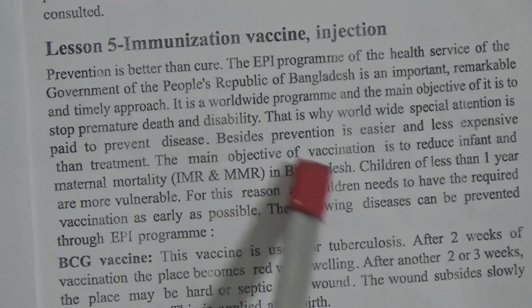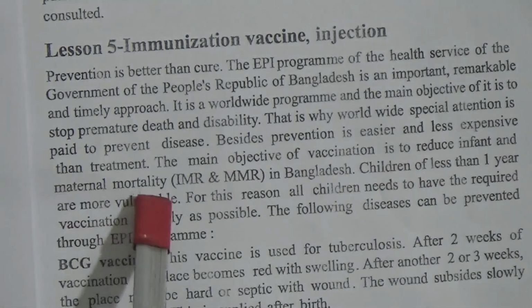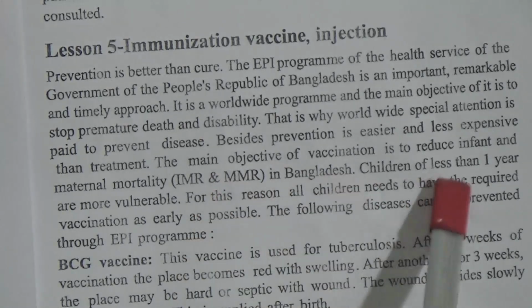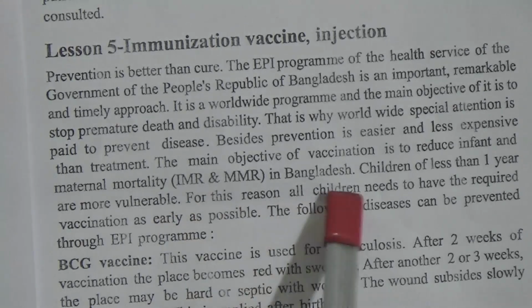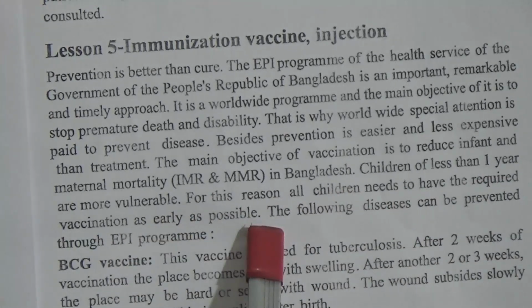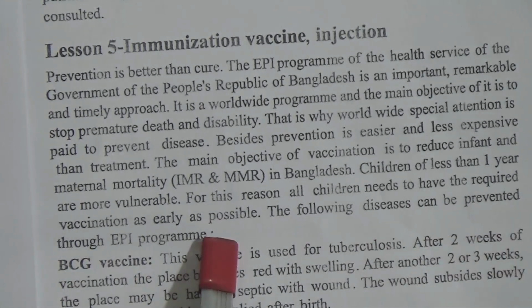The main objective of vaccination is to reduce infant and maternal mortality, IMR and MMR, in Bangladesh. Children of less than 1 year are more vulnerable. For this reason, all children need to have the required vaccine as early as possible. The following diseases can be prevented through the EPI program.